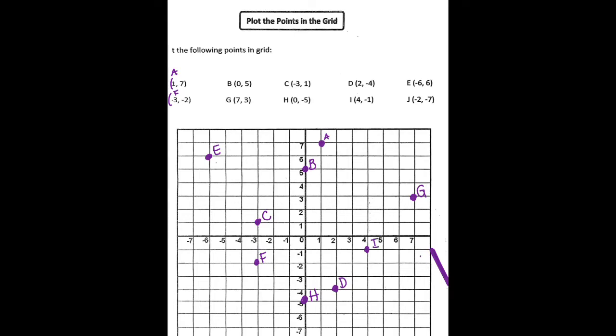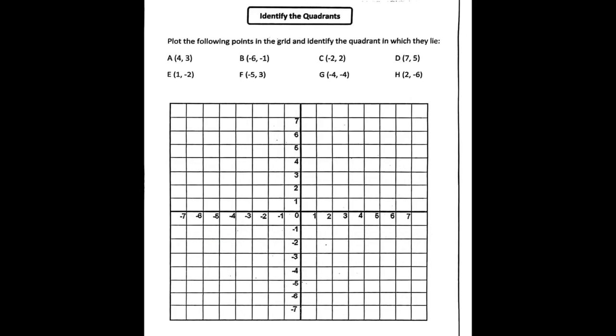There's point I. And then point J is -2, -7. So I'm going to go over to the left 2. I'm going to go down, almost went to the wrong one, down to -7, and that is point J. All right, there. That's all for that one.